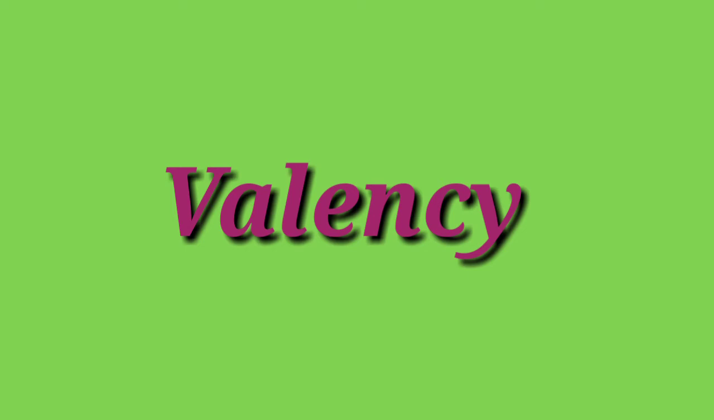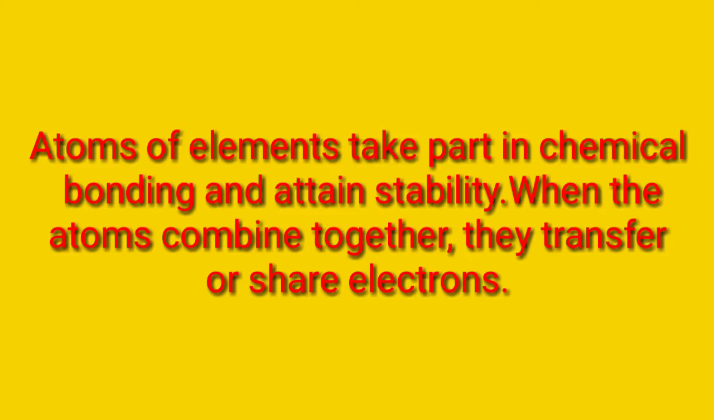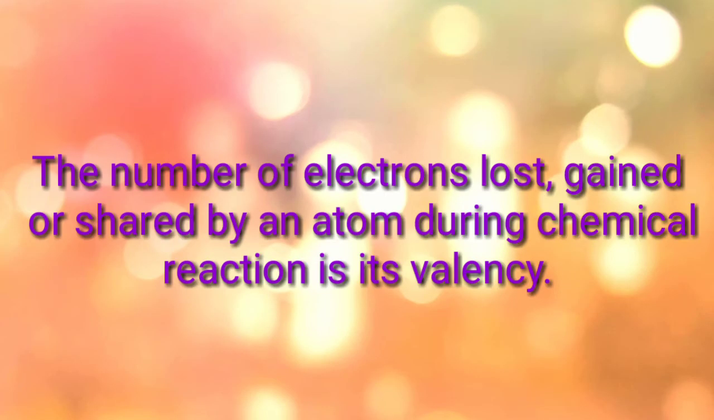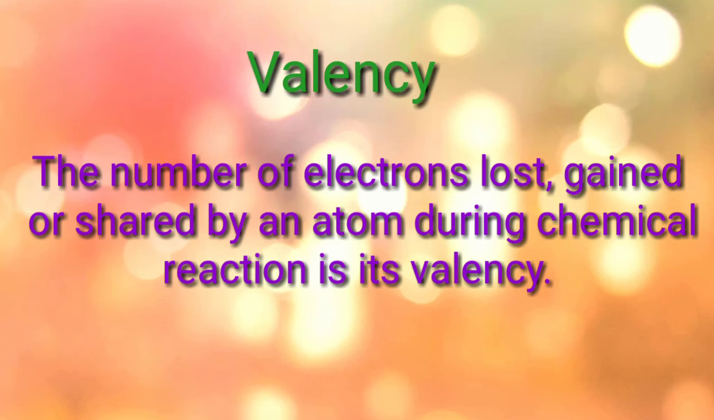We know that atoms of elements take part in chemical bonding and attain stability. When the atoms combine together, they transfer or share electrons. The number of electrons lost, gained, or shared by an atom during a chemical reaction is its valency.